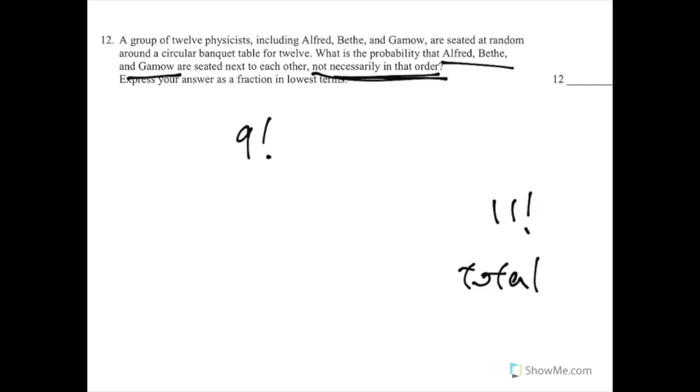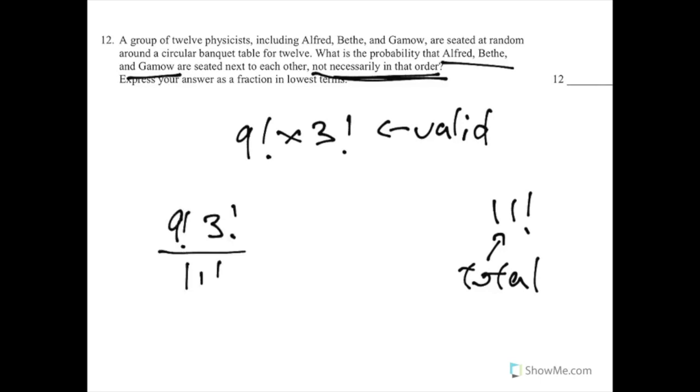Now, since there are 3 of them, and they sit together, and we're trying to arrange them, the answer is simply 3 factorial. And so our final answer would be the number of valid cases divided by the number of total cases. So you have 9 factorial times 3 factorial divided by 11 factorial, and this gives us 3 over 55. And so 3 over 55 is our final answer.